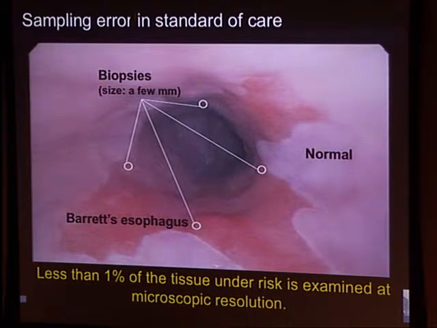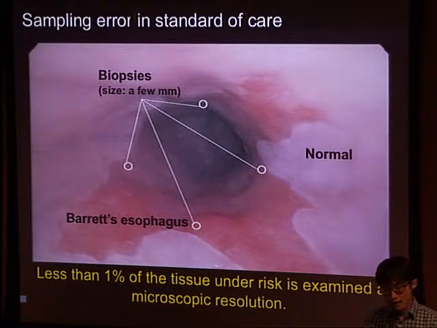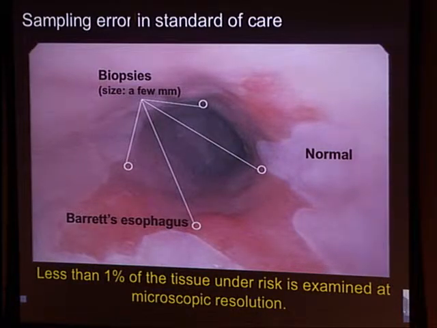So what clinicians do as a standard of care, for now, is to take biopsies from 4 points every centimeter. And the size of this biopsy tissue is a few millimeters, very small. So in reality, less than 1% of the tissue that actually might have a risk of having malignant change or even esophageal cancer is examined under a microscope.